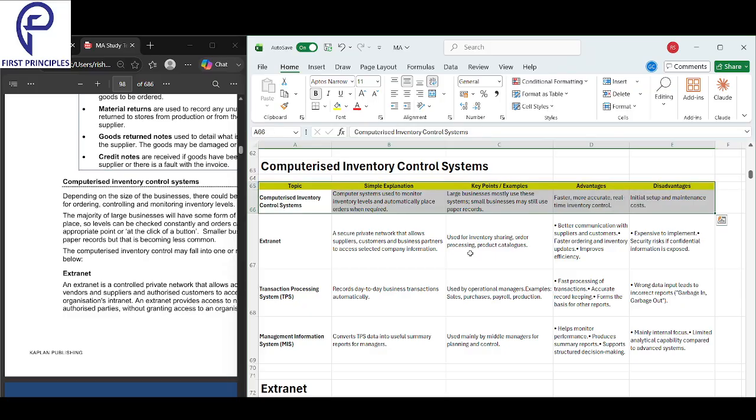So firstly, we looked into computerized inventory control. It will track your stock levels and automatically place the order whenever your inventory is low. Large businesses will use it, small may not. Advantages are fast, accurate, real-time control. Disadvantages, there's high setup and maintenance cost.